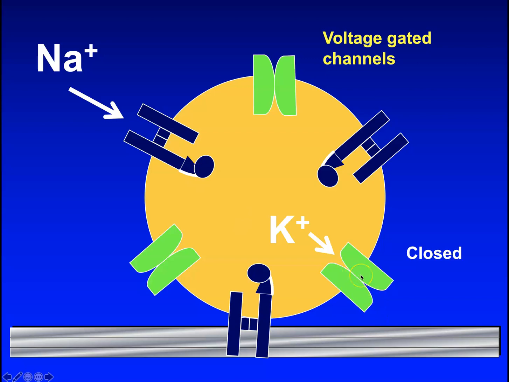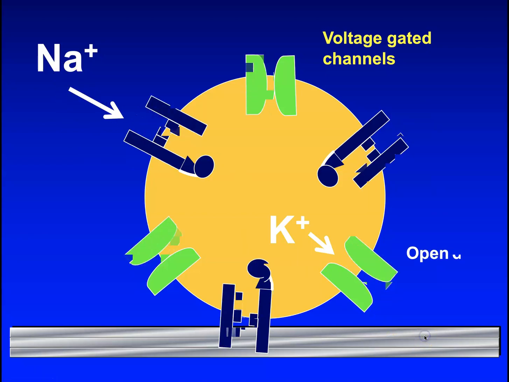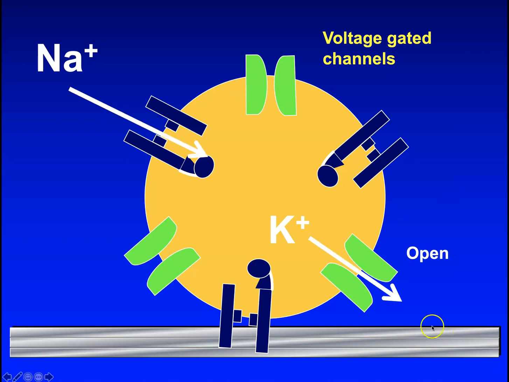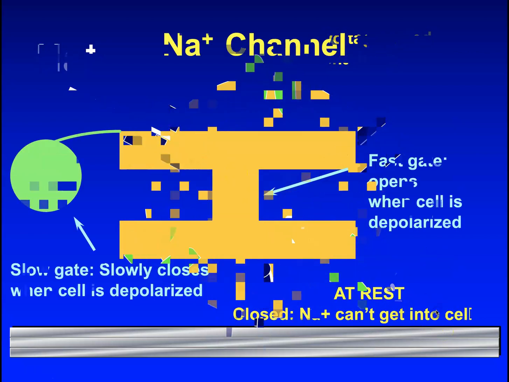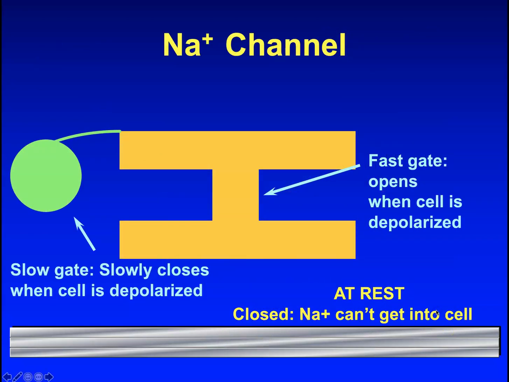Potassium voltage-gated channels are also closed at rest. So potassium can't get out. Did I say that sodium can't get in? Potassium can't get out. When they're open, potassium rushes out, sodium rushes in. So let's go back and look at the sodium channel in more detail.